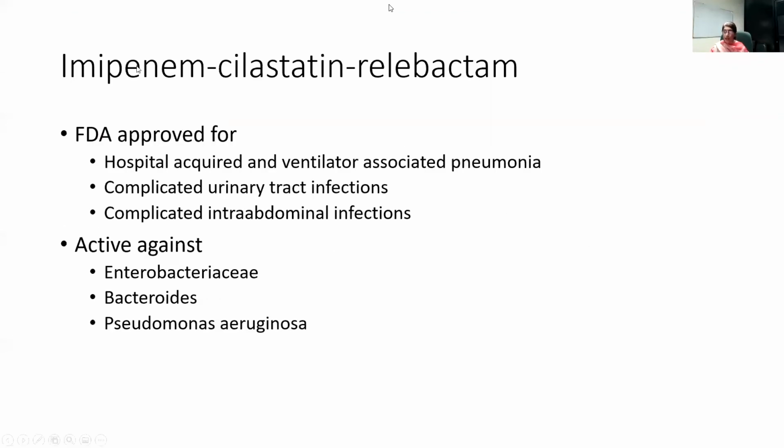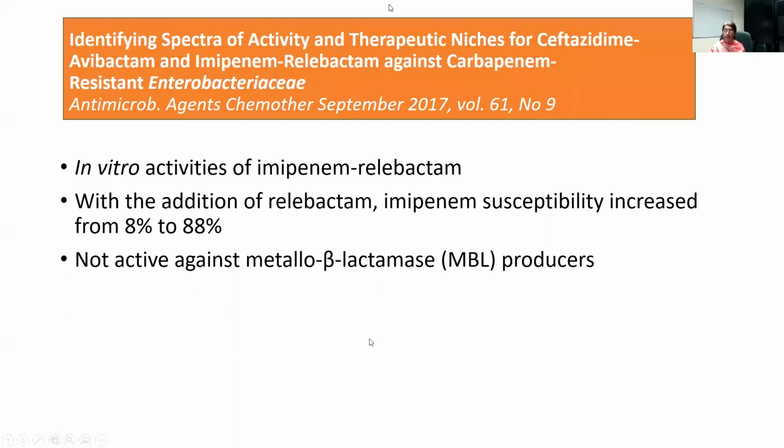Imipenem/relebactam, again a combination of a beta-lactam with a beta-lactamase inhibitor, is FDA approved for hospital-acquired pneumonia, complicated urinary tract infections, and complicated intra-abdominal infections. It is active against Enterobacteriaceae, Bacteroides, and also Pseudomonas aeruginosa. Again, all these beta-lactamase inhibitor combinations, which I have mentioned so far, are not active against metallo-beta-lactamases. And with the addition of relebactam, imipenem susceptibility is increased from 8 to 88%, which is quite significant.